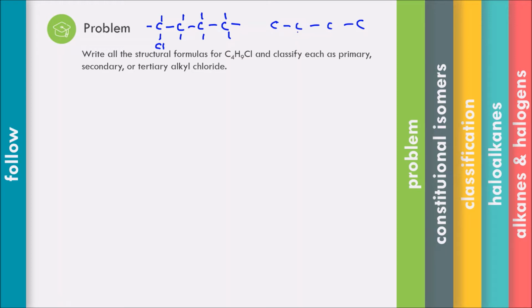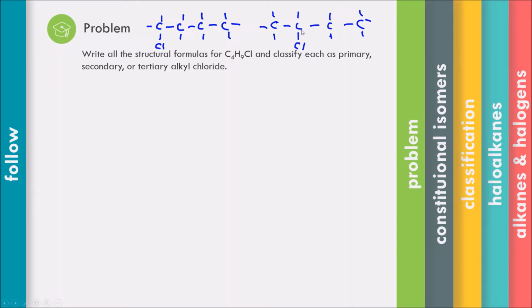Now we can come up with a similar structure for a 4 carbon chain, but instead of having Cl on the first carbon, we can attach it to the second carbon. This is the same chain as before. The only difference is that chlorine is in a different position. If you do the count, you have 4 carbons, 1 Cl, and 1, 2, 3, 4, 5, 6, 7, 8, 9 hydrogens. So this molecule is still valid.